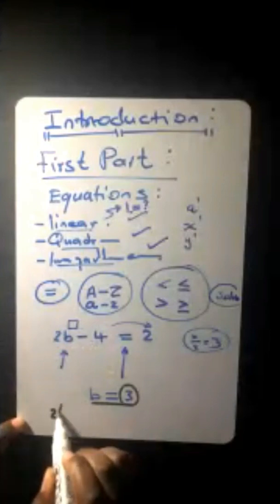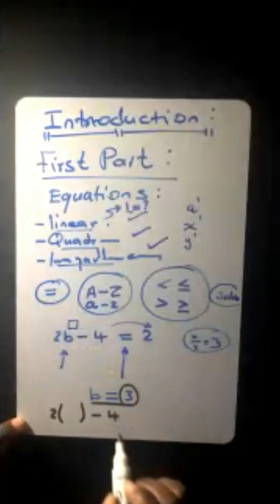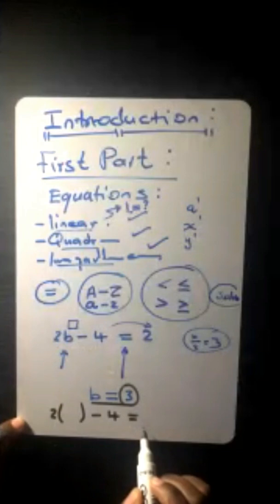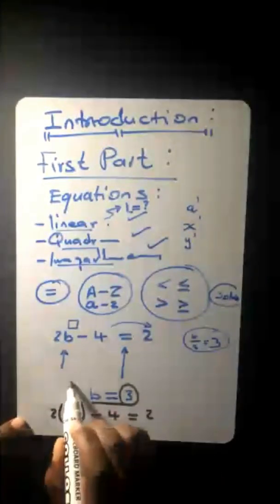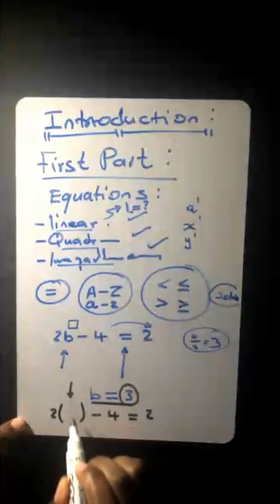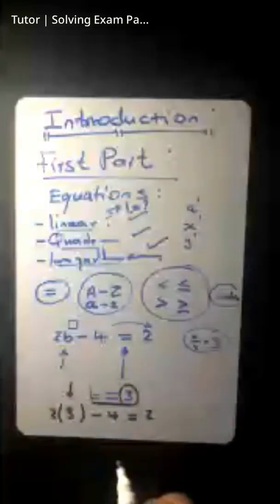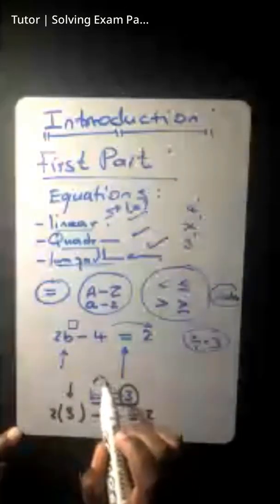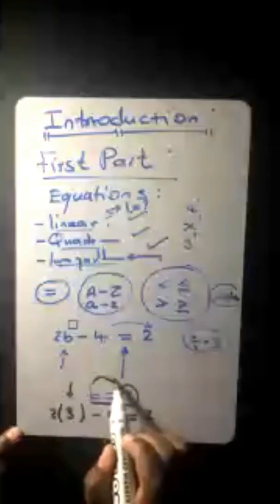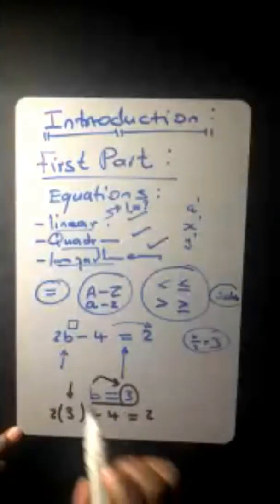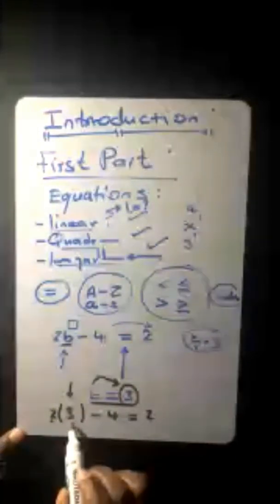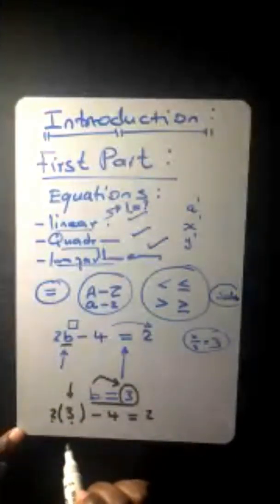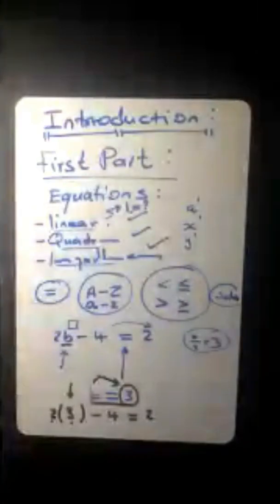So that means when you say 2 times your B value, minus 4, it must give you 2. So what are you substituting there? You substitute 3. Why 3? Because you said the value of B equals 3. So wherever you see B, you substitute 3. When you punch 2 multiplied by 3, it gives you 6. 6 minus 4 gives you 2. That means your answer is indeed correct.